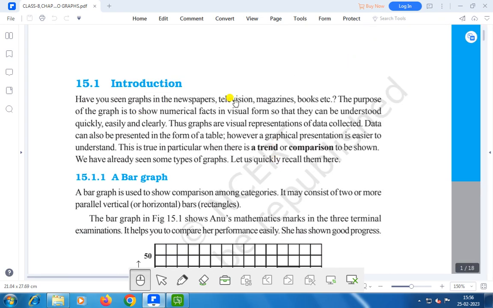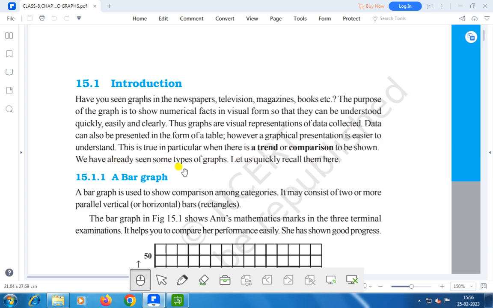Here is the introduction. Have you seen graphs in newspapers, television, magazines, books, etc.? The purpose of a graph is to show numerical facts in visual form so that they can be understood quickly, easily and clearly. Graphs are visual representations of data collected. Data can also be presented in the form of a table. However, a graphical representation is easier to understand. This is true in particular when there is a trend or comparison to be shown.